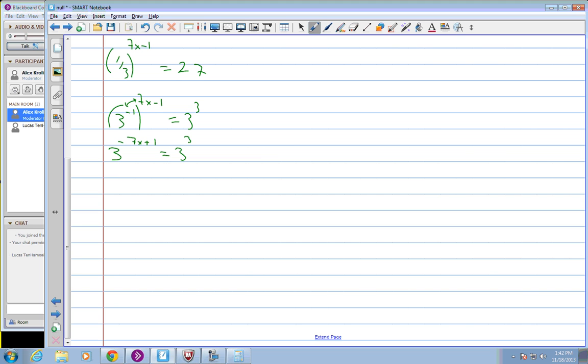And now you can just set exponents equal to each other. So that's the big property: if the bases are the same, then exponents are the same. So negative 7x plus 1 equals 3, and then you just solve for x. So it looks like x is, what, negative 2/7? I think.